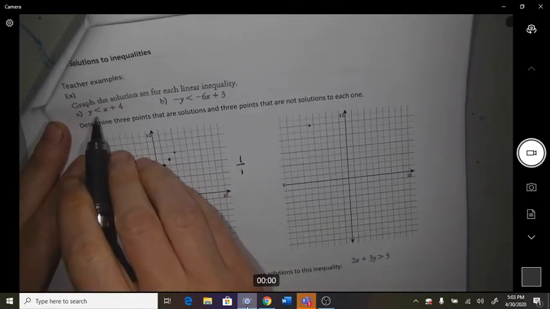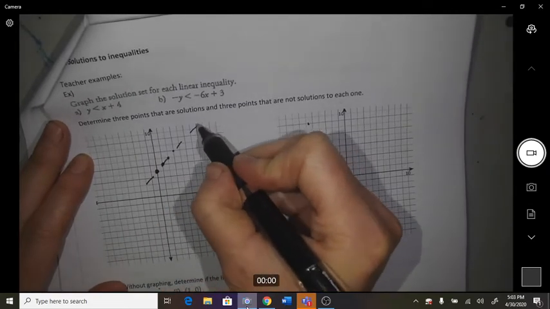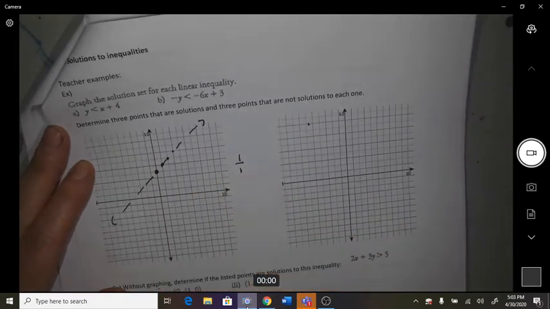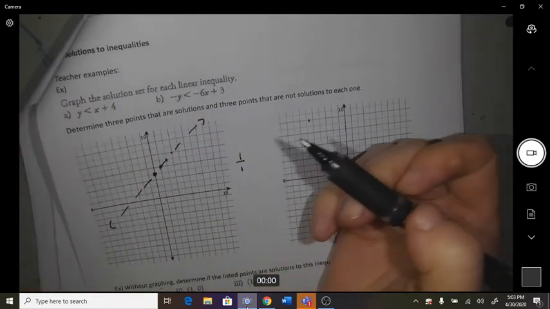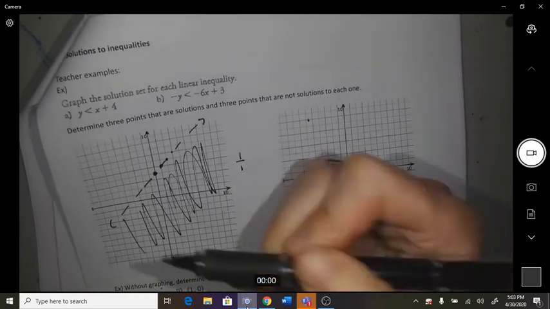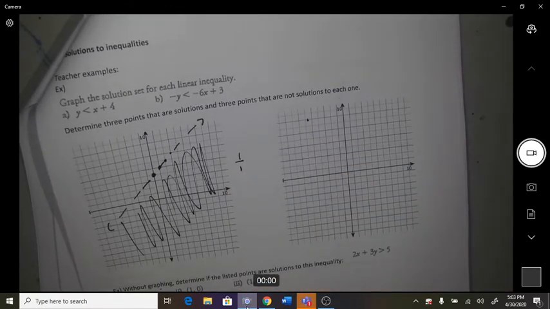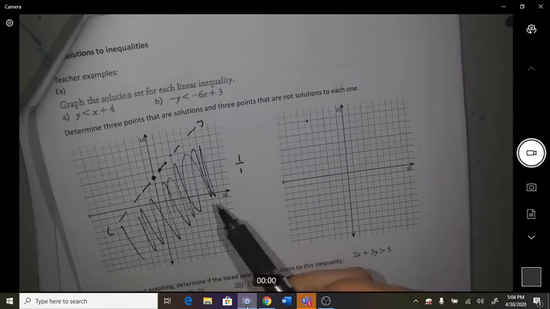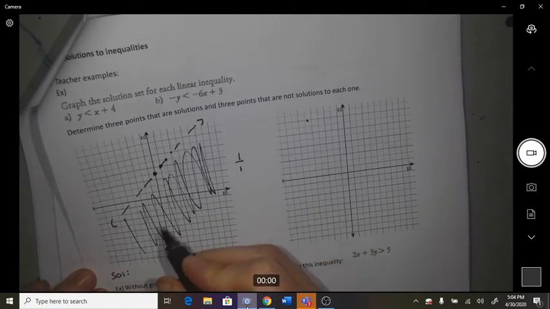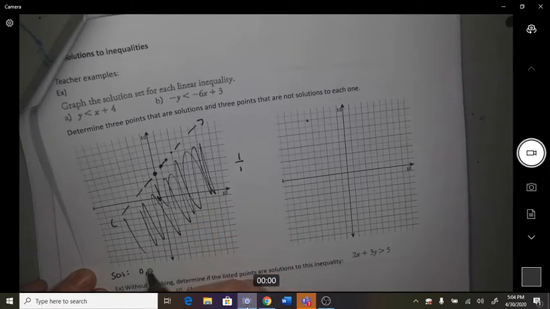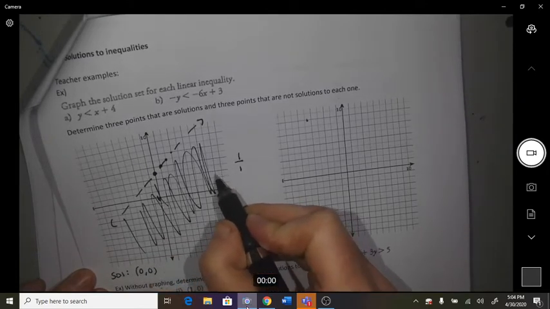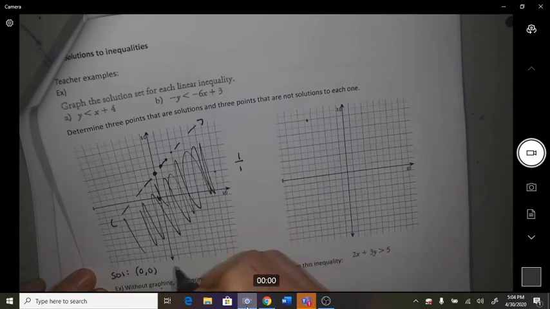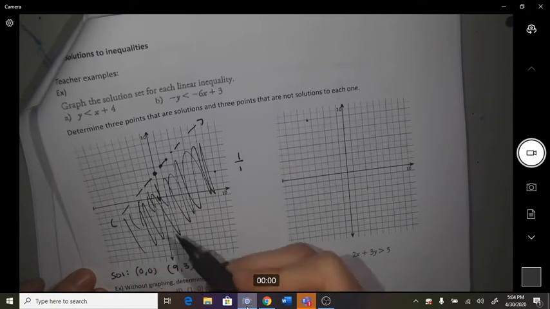And because it does not include an equal sign, we're going to draw a dashed line. Okay, and then a less than, so we're angling downward. Okay, so state 3 solutions to this. So you can pick any points that are in this region. So solutions, for instance, 0, 0 would be a solution. Let's go with 9, 3 right here. We could include -1, -1.